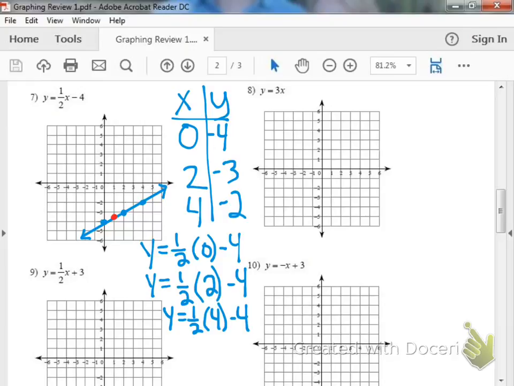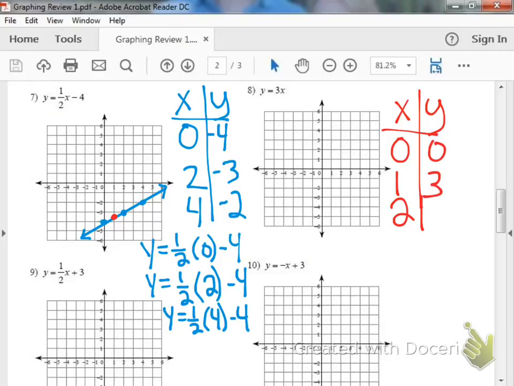All right, number 8 was easy, so we'll go through this one pretty quickly. For number 8, you are just multiplying your x's by 3. So we can go back to the old 0, 1, 2. 0 times 3 is 0. 1 times 3 is 3. 2 times 3 is 6. So 0, 0, 1, 3, 2, 6.